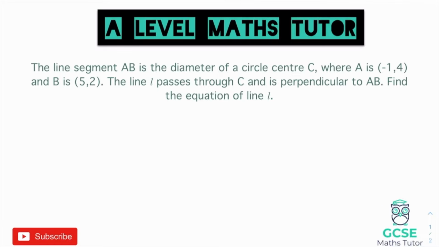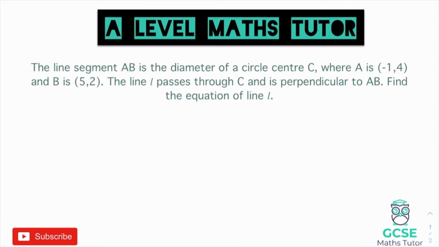Okay, so when looking at midpoints and perpendicular bisectors, this is quite a common type of question. It says the line segment AB is the diameter of a circle centre C, where A is -1,4 and B is 5,2. The line L passes through C and is perpendicular to the line AB, which is the diameter. Find the equation of line L. So we want to find the perpendicular bisector of this diameter.